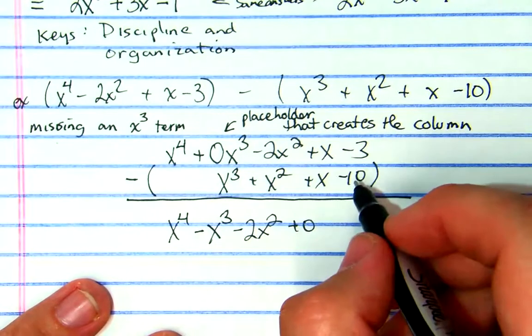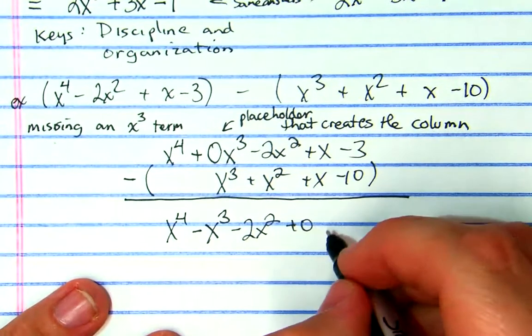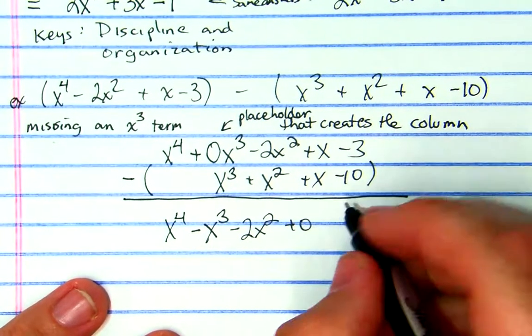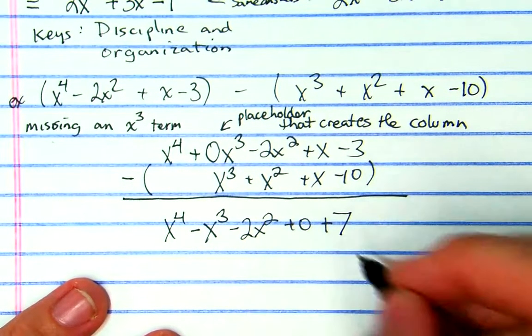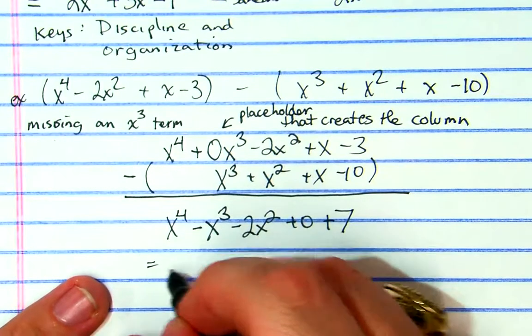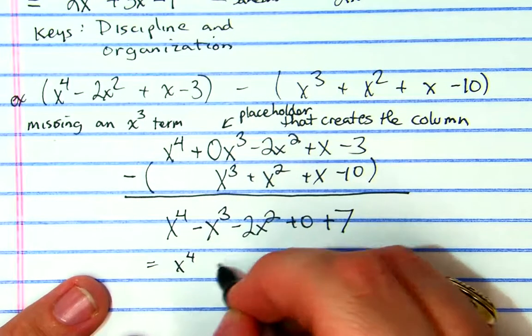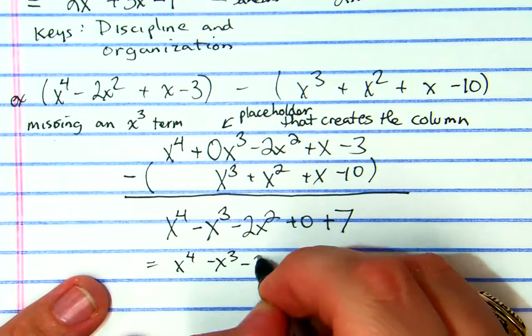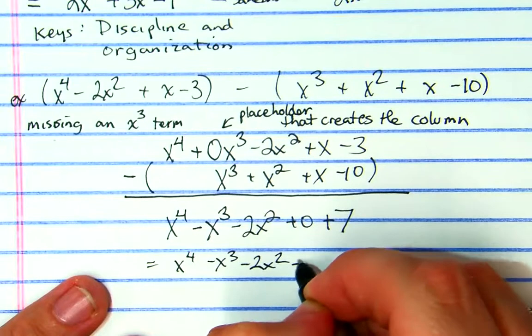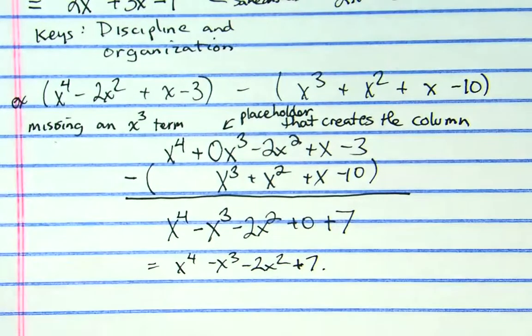Negative 3 minus a negative 10, negative 3 plus 10. So you have 10 minus 3, which is a positive 7. So to rewrite it, just to make sure everything's nice and neat, x to the fourth minus x cubed minus 2x squared plus 7. There's your final answer.